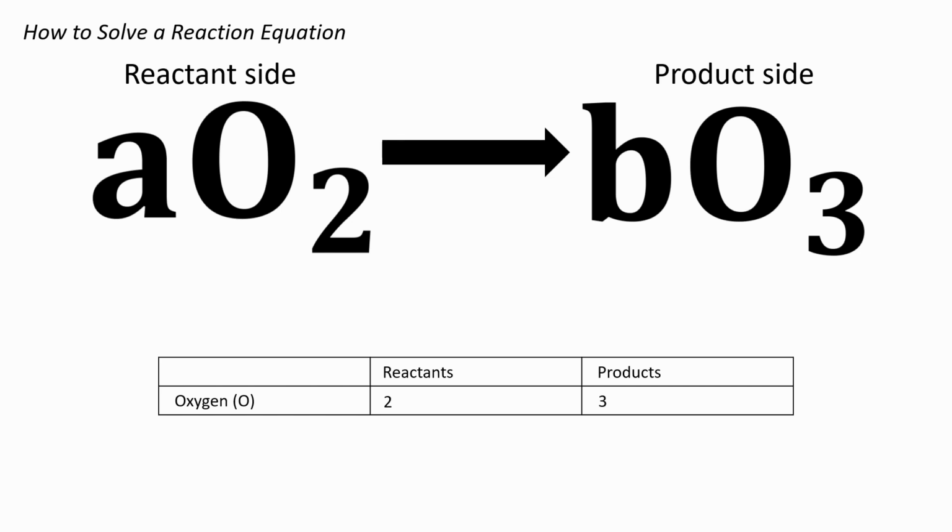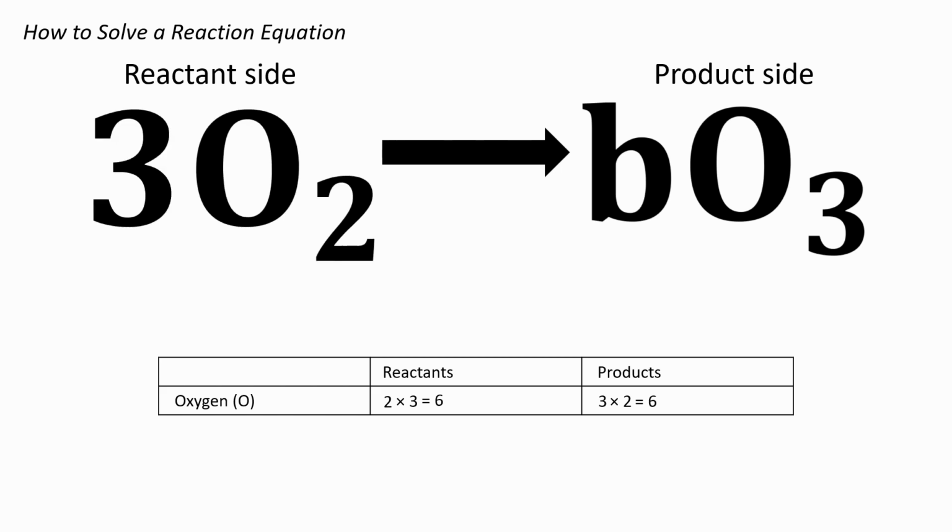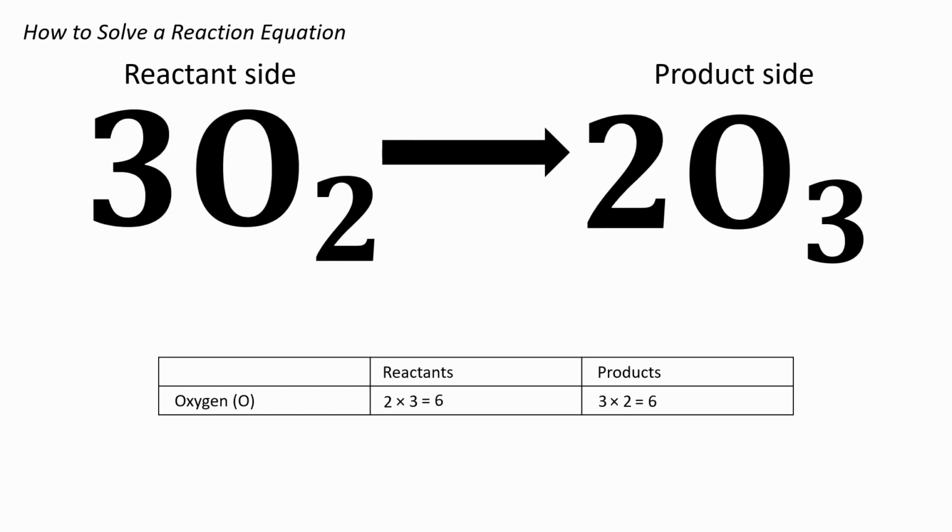Now, in order to find a and b, we'll multiply the 2 from the reactant side onto the product side, and the 3 from the product side onto the reactant side, to get 2 times 3 and 3 times 2. As we can see, these two calculations both equal 6. If we insert the multiplications into the reaction in the place of the coefficients, we can see that we now have a balanced equation.